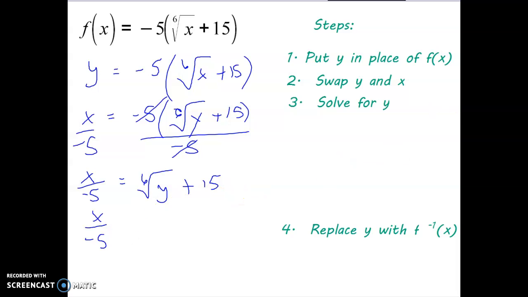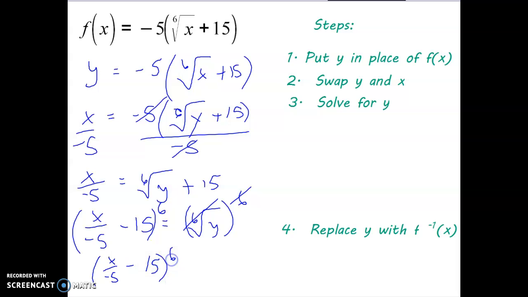Because that 15 is not affected by the 6th root, so I want to go ahead and move it to the other side. Okay, how do you think I'm going to get rid of the 6th root? That's the last thing I have to do. To get rid of a root, I choose to use a power. Exponents and roots are inverses of one another. 6th root and 6th power cancel one another out. Can't distribute, right? Because I've got that minus in there. And because I'm running out of space, I'm going to go ahead and replace my y with f inverse x. So there's the final answer, x over -5 minus 15 raised to the 6th power.